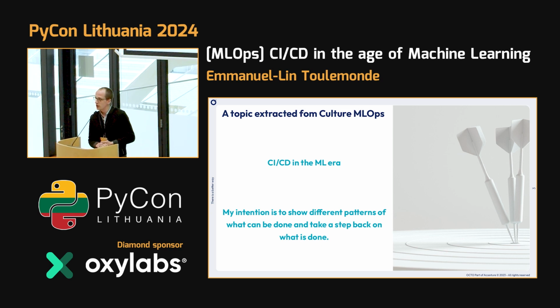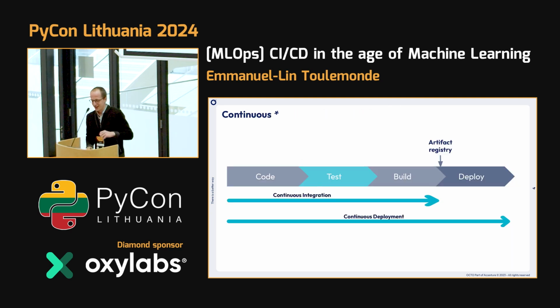Okay. So first of all, maybe who knows what is CI/CD? Raise your hand. Okay, most of you. Great. So just a reminder, CI/CD is continuous integration, continuous deployment. Continuous integration is the fact of taking the code and making some validation. So in Python, it would be running tests, running flake8, running bandit, and stuff like that. Then we build it. We make an artifact out of it, like a zip or something like that. An artifact is a zip or a Docker image with a timestamp, a version, and stuff like that.